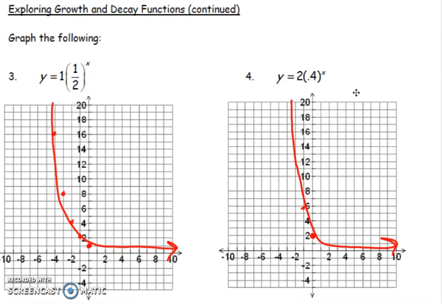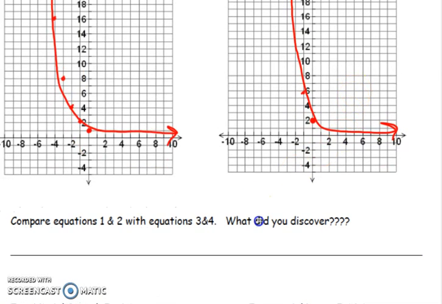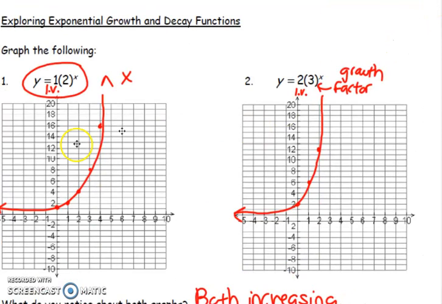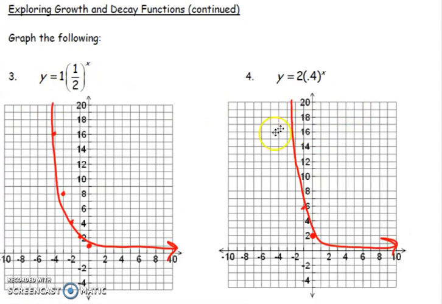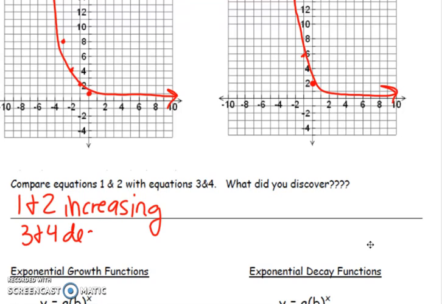Okay. So compare equations 1 and 2 with 3 and 4. Here were equations 1 and 2. They are both going up. Equations 3 and 4 were both going down. So 1 and 2 were increasing, and 3 and 4 were decreasing.